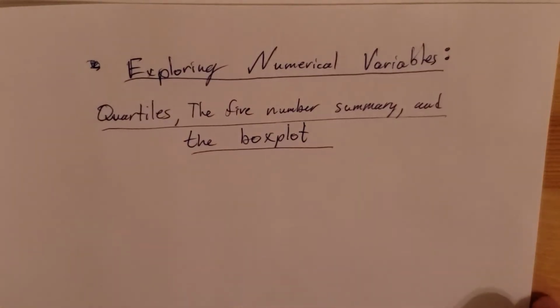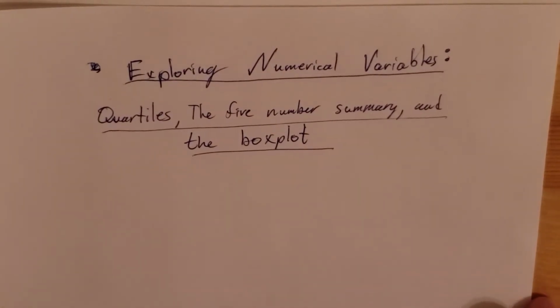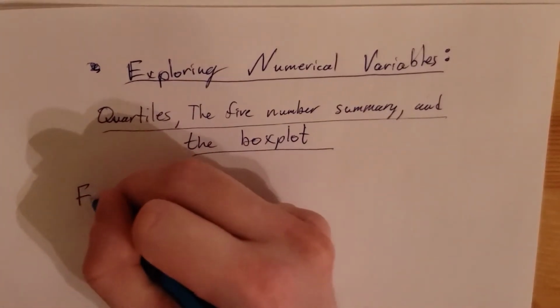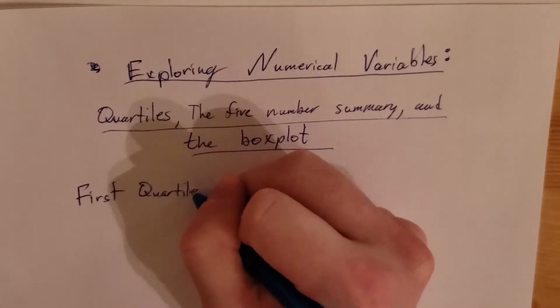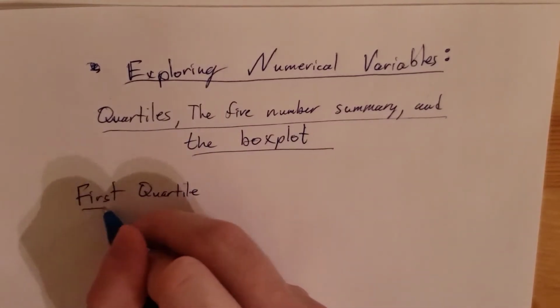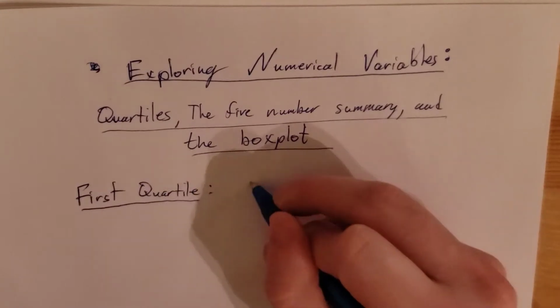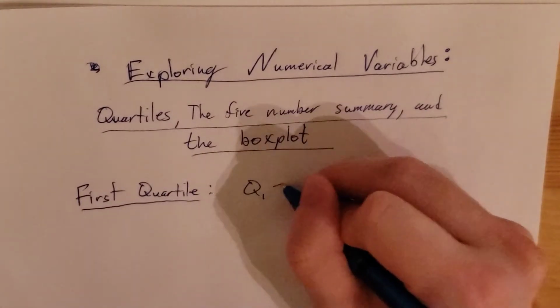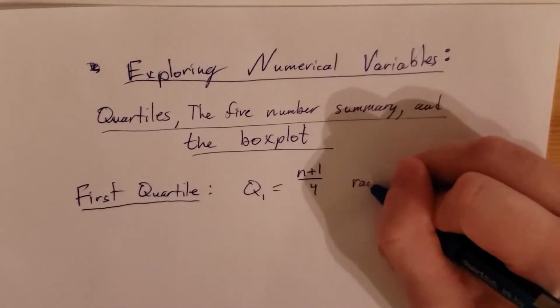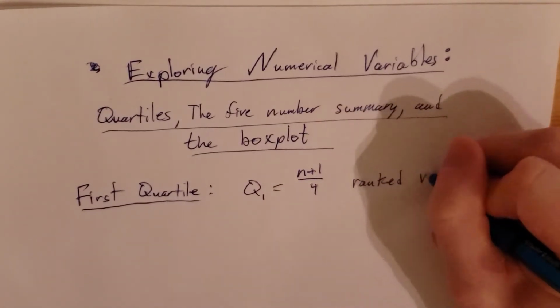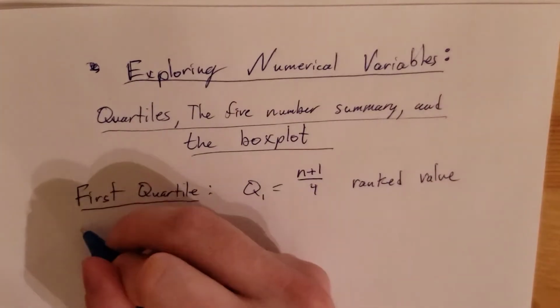In this video, we're going to look at exploring numerical variables, and specifically we're going to talk about the quartiles, the 5-number summary, and the box plot. So the first quartile is defined to be Q1, which is the n plus 1 over 4th ranked value. And we'll see what that is via an example in just a few minutes.